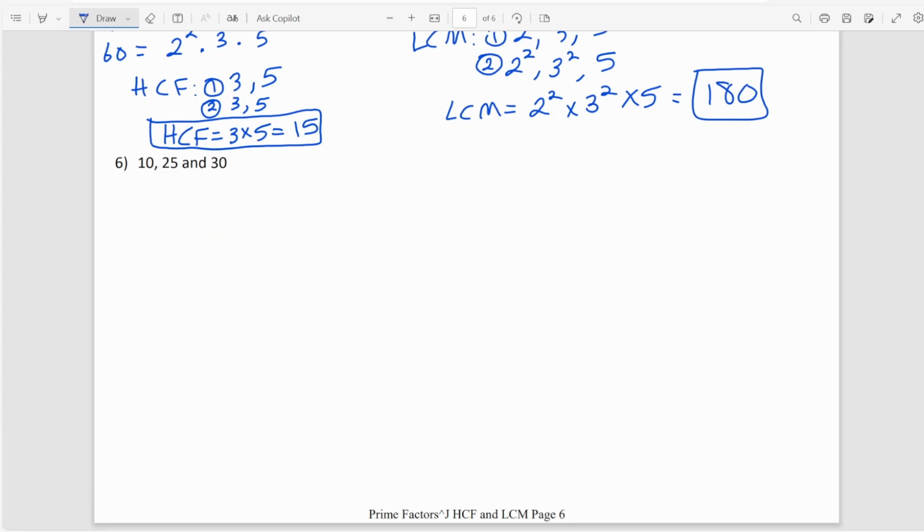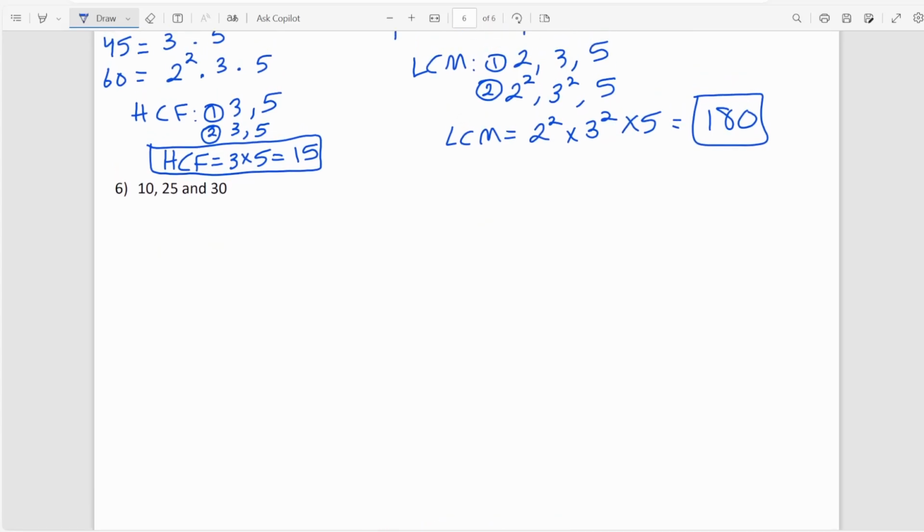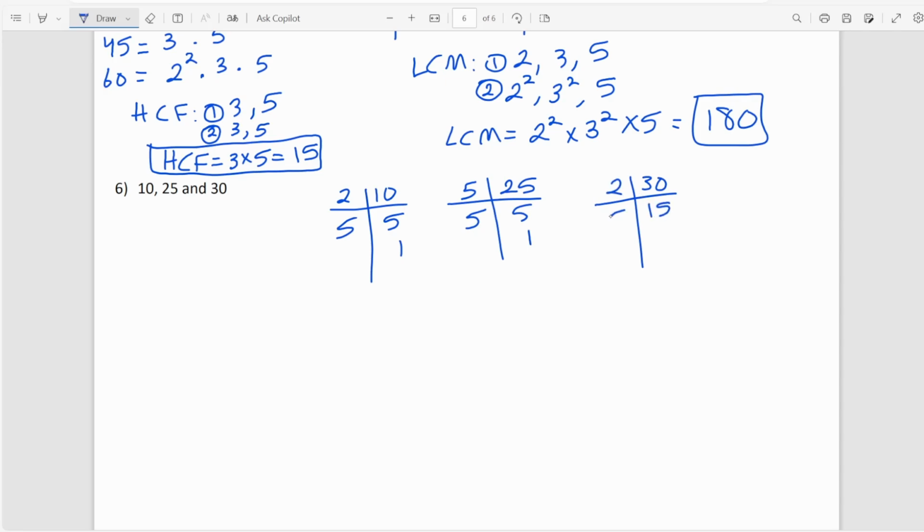All right, let's take a look at the final exercise. We got 10, 25, and 30. And for the 10, we divide this by 2, we get 5. By 5, we get 1. Over here, by 5, we get 5. By 5, we get 1. And right here, by 2, we get 15. And by 5, we get 3. And by 3, we get 1.